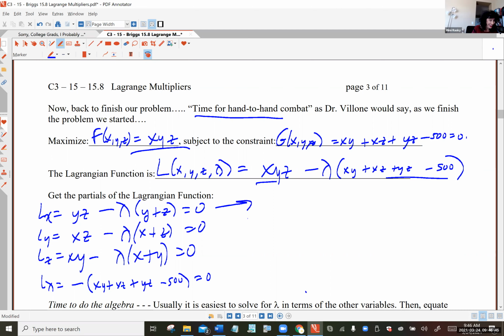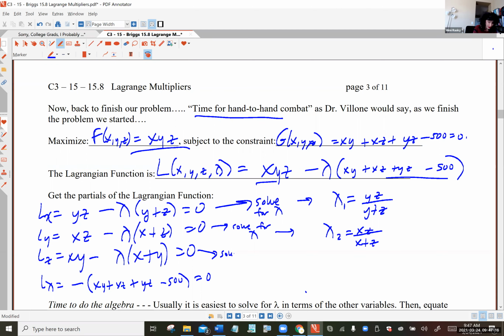So when I solve for lambda for this first partial, I add the lambda term to both sides, and then I divide both sides by y plus z. I'll call this lambda 1, even though there aren't individual lambdas. They're all the same lambda. Then when I solve for lambda a second time using the next partial, I'll call it lambda 2, but it's really the same lambda as the other one. They're all equal. And then here, I'll solve for lambda a third time. Oh my goodness. I'll call it lambda 3. And I get xy over x plus y.